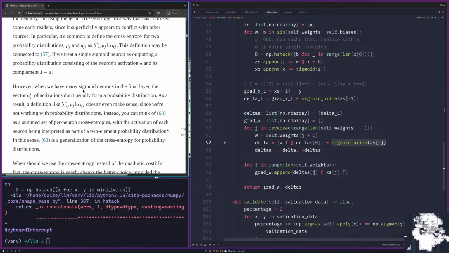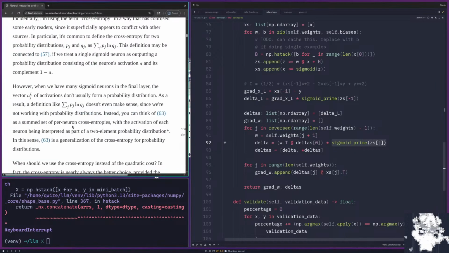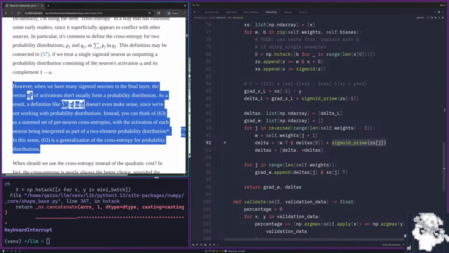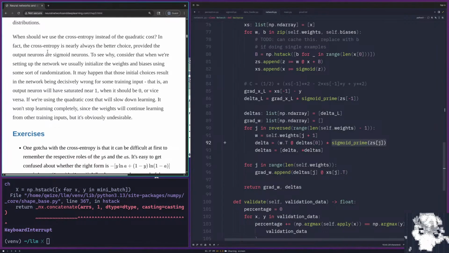Instead, you can think of 63 as a summed set of per neuron cross entropies, with the activation of each neuron being interpreted as part of a two-element probability distribution. In this sense, 63 is a generalization of the cross entropy for probability distributions. Footnote: of course, in our networks there are no probabilistic elements, so they're not really probabilities. Alright, I didn't really understand that, but I don't think this aside was meant for me because I didn't have that confusion. I'm just taking the cross entropy as a magic formula.